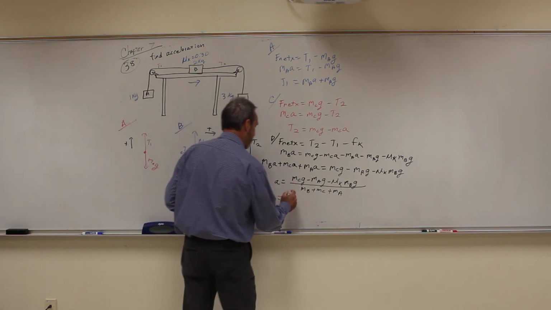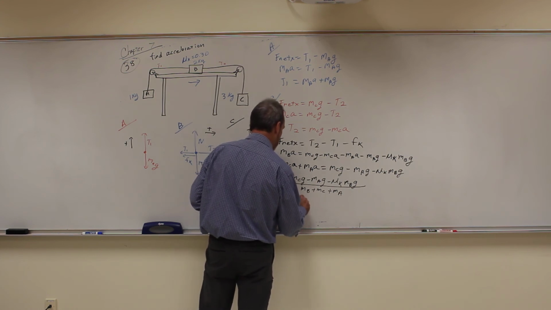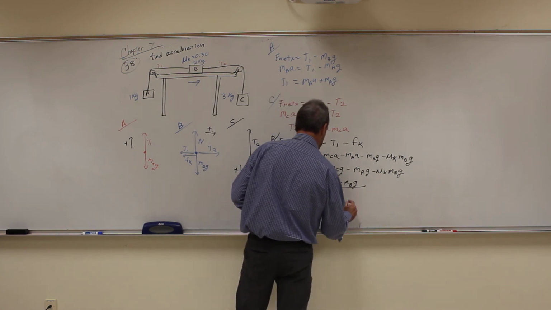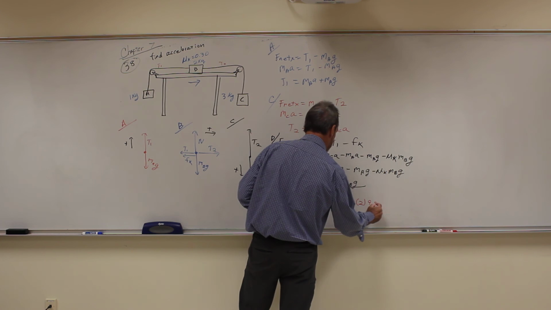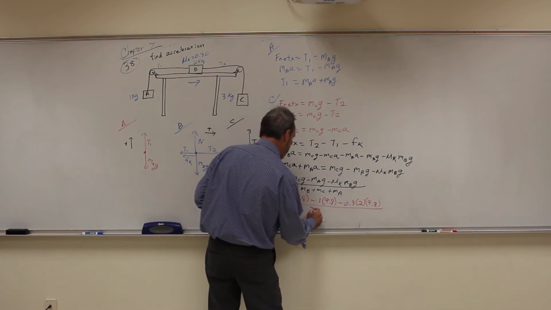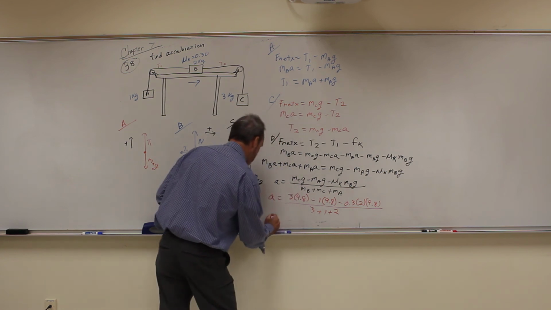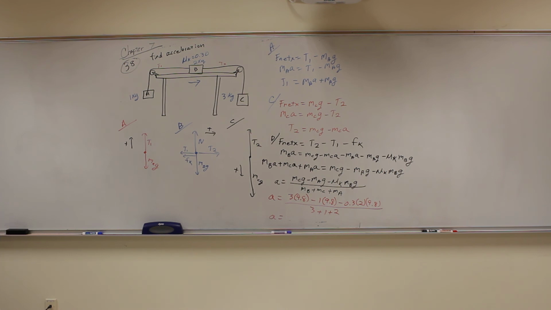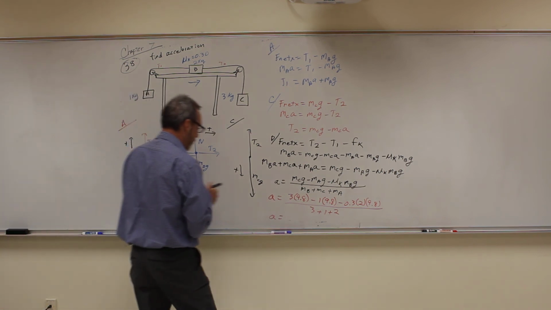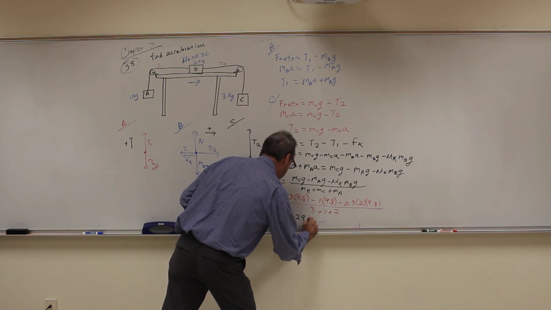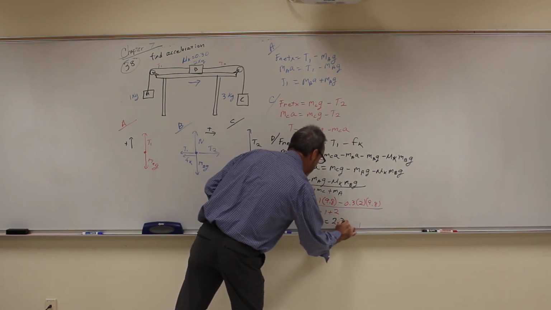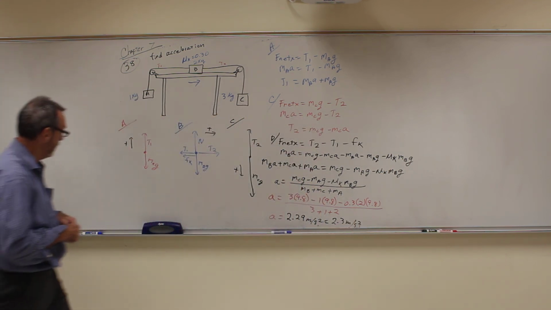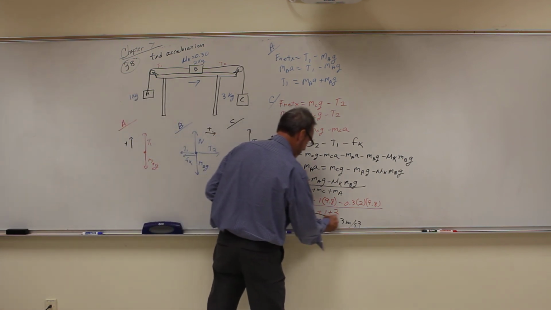I'm just going to plug in the numbers, so this becomes 3 times 9.8, and you could have factored out a g if you wanted. Minus 1 times 9.8, minus 0.3 times 2 times 9.8, all over 3 plus 1 plus 2. And you get this thing is going to accelerate to the right at 2.29 meters per second squared, or 2.3 with 2 sig figs. So this is the answer.